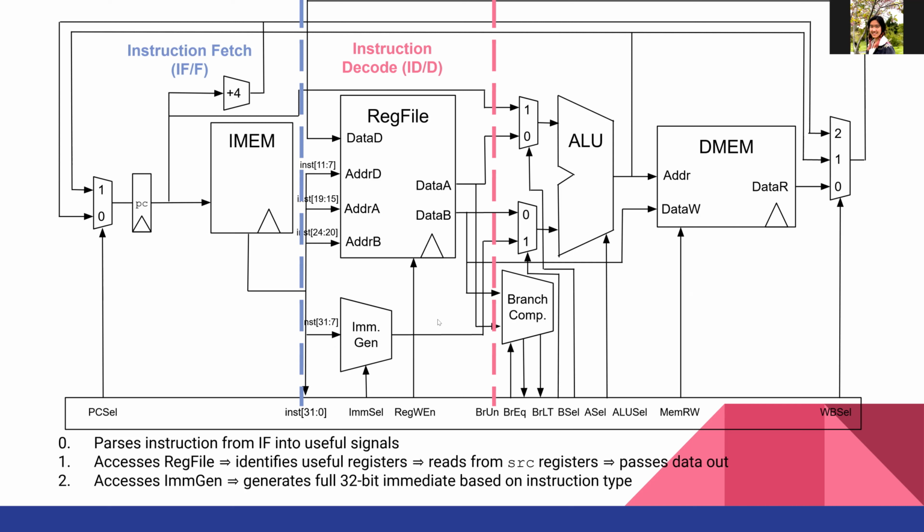The next stage is accessing the immediate generator. This generates a full 32-bit immediate based on the instruction type. We have 6 explicit instruction types, 7 if we include I star. And then we have 5 or 6 immediate types based off of that, because our R-type instructions don't have immediates that we need to use. That helps us decide whether we want to zero or sign extend.